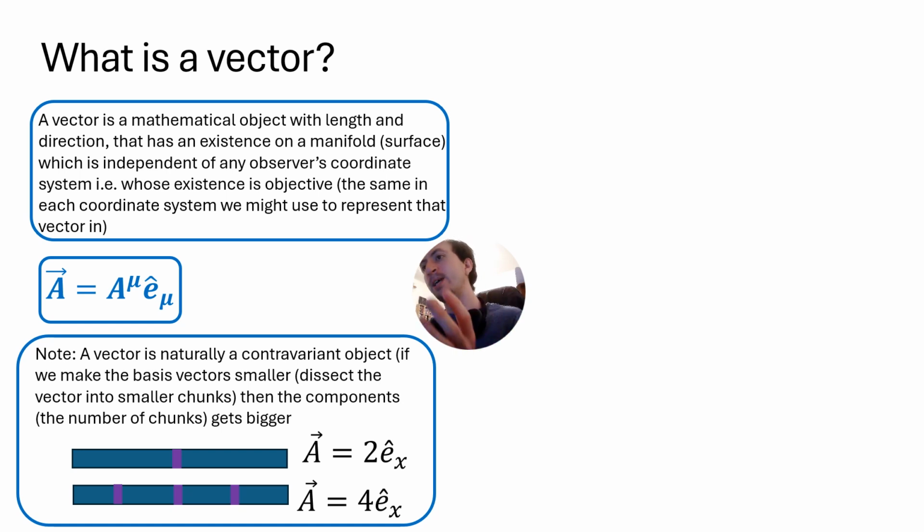So we can see that if we halve the size of our basis vectors, if we split our basis vectors into two, the number of components actually doubles. So if we make the basis vector smaller, the components get bigger. And that's a very important property of a vector. A vector, we can also say, has a contravariant relationship between its components and its basis vectors. If the components get bigger, the basis vectors get smaller, and vice versa.